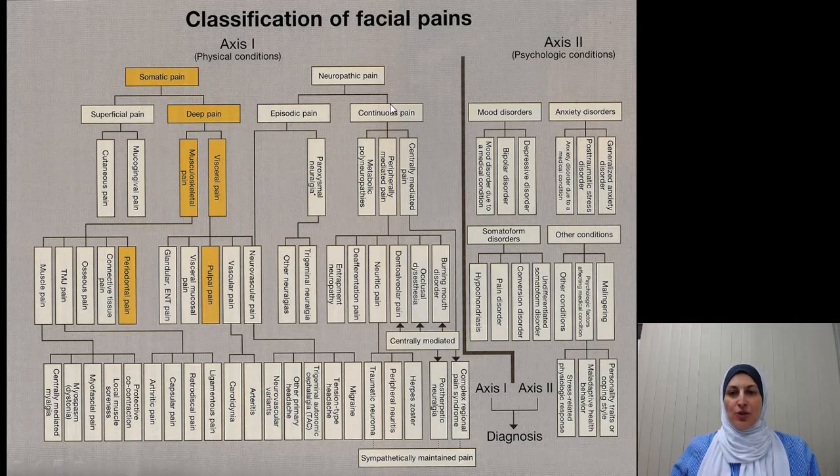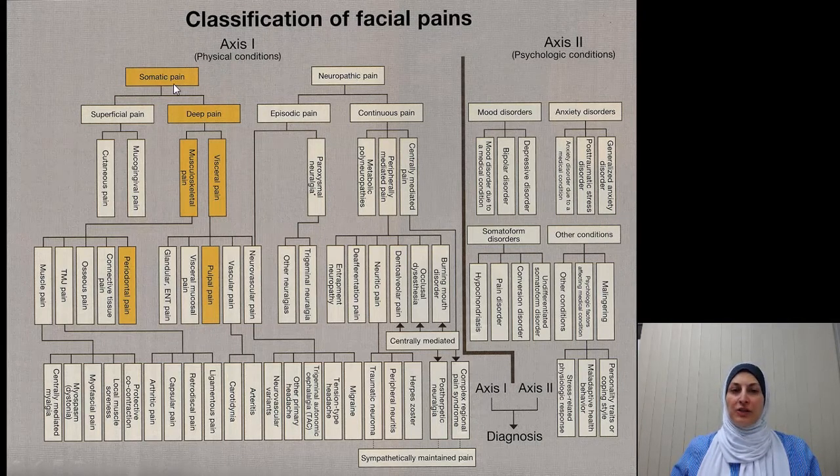It shows here axis 1, axis 2, which refers to the psychological conditions that might be presented as pain, any pain in the orofacial area. And this includes mood disorder, anxiety, somatoform disorders, and other conditions. And axis 1, which is more of physical pain, can be classified into somatic and neuropathic pain.